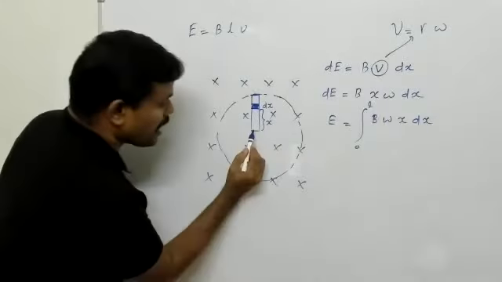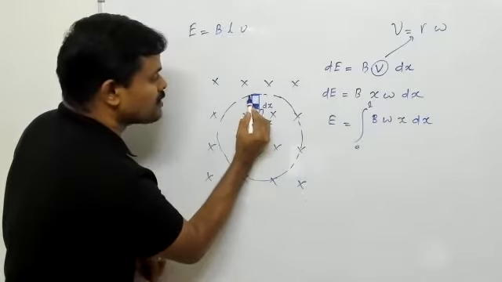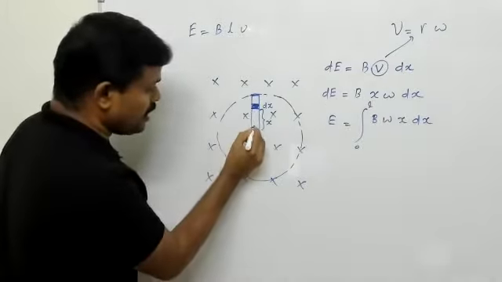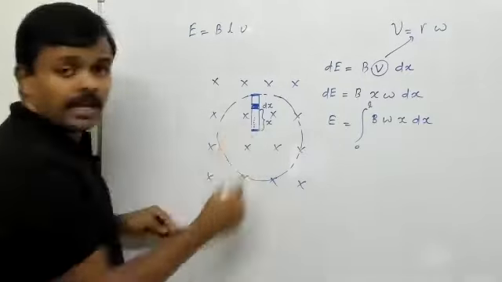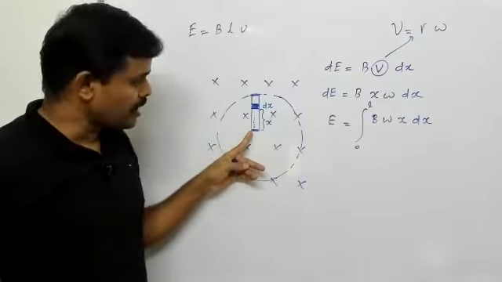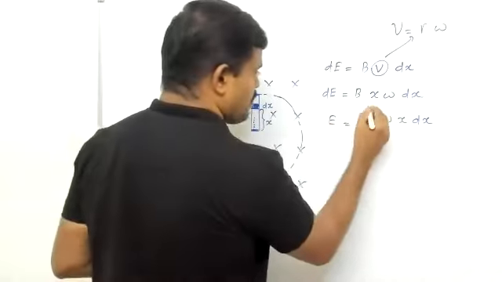Because the element can be located here at 0. The element can be located as far away as this point. Understood? The element can be located here, here, here, everywhere along the length till the end of the conductor. So integration should be done from 0 to L. Tell me what you can get.